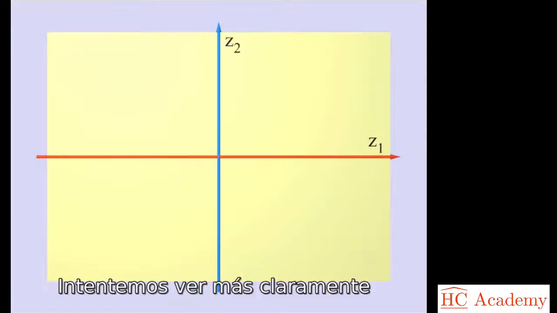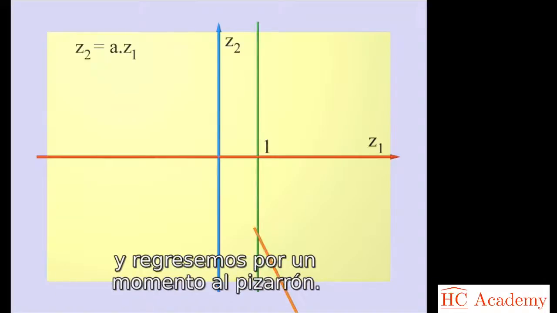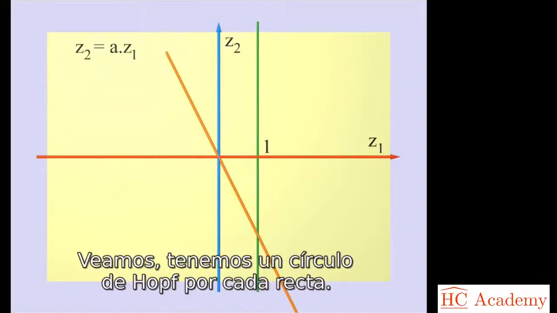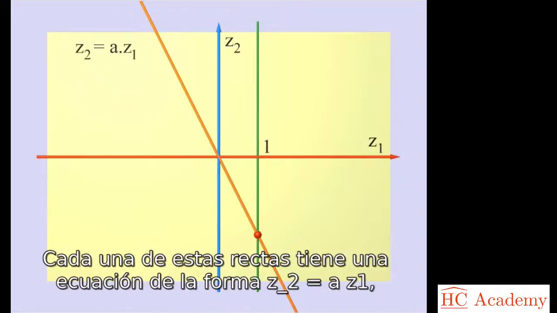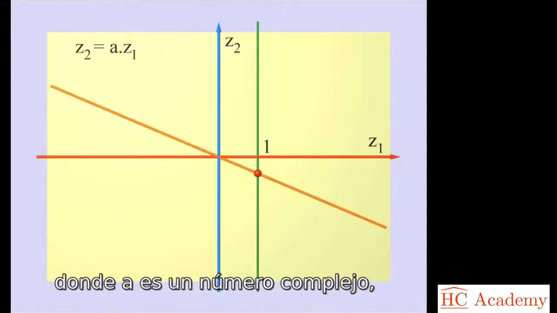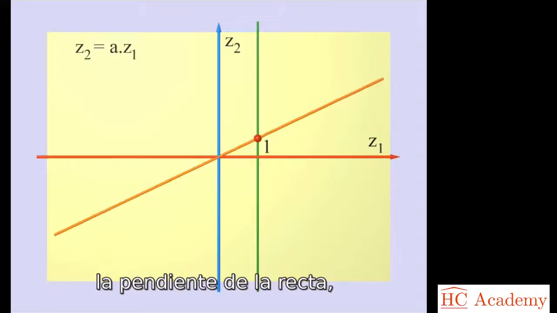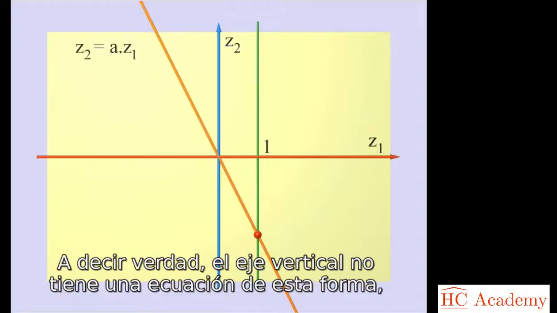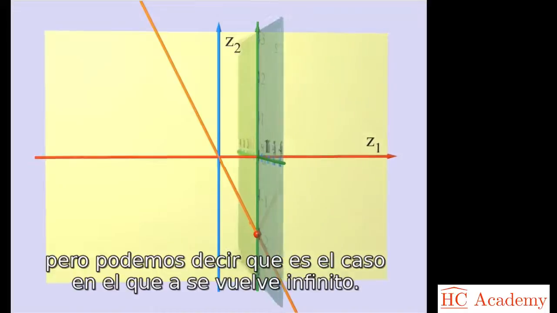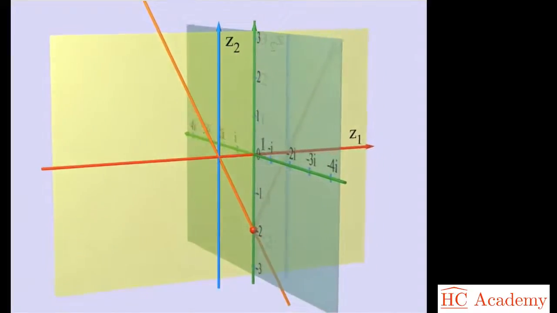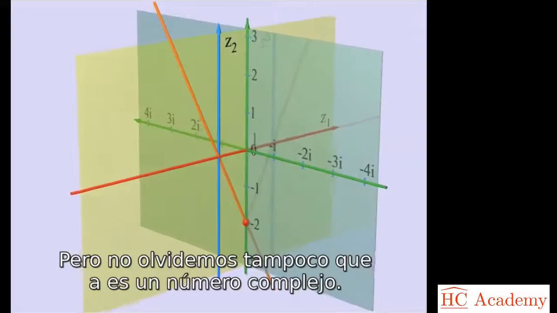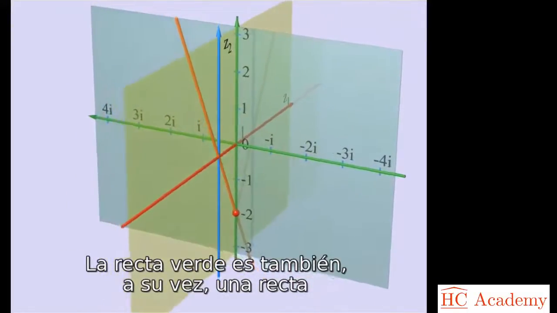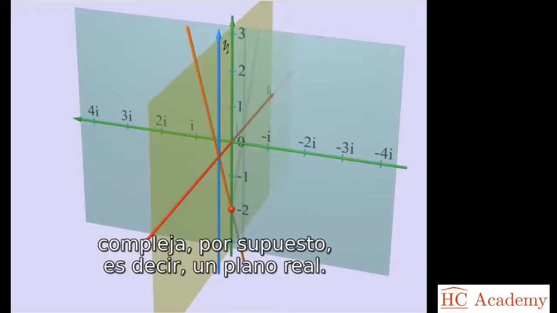Let's try to understand this better by returning to the board for a moment. Look, we have a Hopf circle for each line. Each one of these lines has an equation of the form z2 equal to a times z1, where a is a complex number, the slope of the line, and is indicated by the red point moving on the green line. Actually, the vertical axis does not have such an equation, but in this case, we may say that a is infinite. Don't forget that a is a complex number. The green line is also a complex line, so it is a real plane, of course.